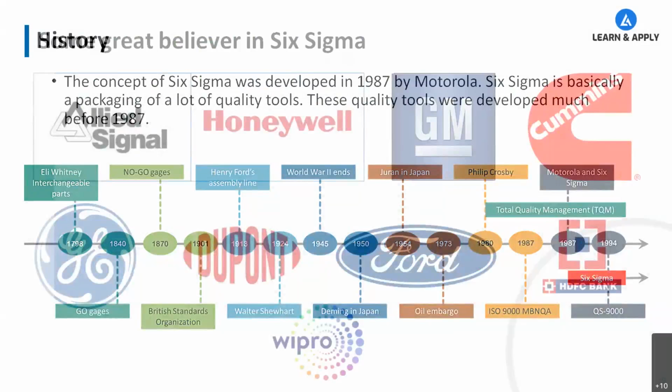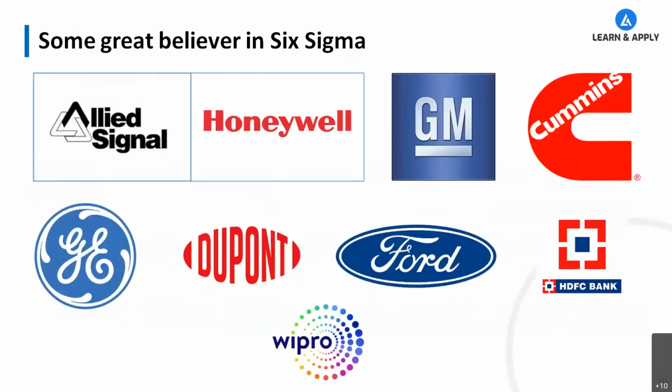These are some of the companies, some of the great believers in Six Sigma. As you can see, Allied Signal, that is now merged into Honeywell, then GM, Cummins, General Electric, as we have seen, DuPont, Ford, Wipro, and HDFC Bank. If you look at these companies, there are multiple sectors: this is banking, HDFC; this is motors; this is automobiles; this is chemicals; this is an IT company. So currently Six Sigma is being useful in multiple strata of companies.